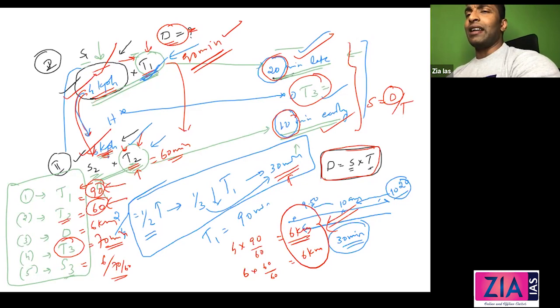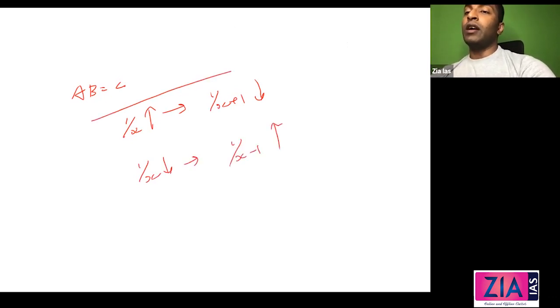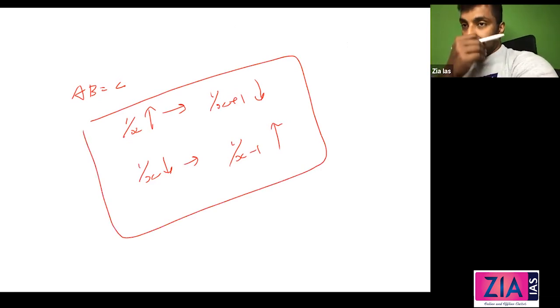Guys, I know this is at a higher level, but this much is not important for you. I've just demonstrated the concept and what you need to know. A into B equals C. If A or B increases by 1 by X, the other will decrease by 1 by X plus 1. If something is decreased, the other will increase by 1 by X minus 1. This is the only thing that you need to know, and based on this, we will solve questions.